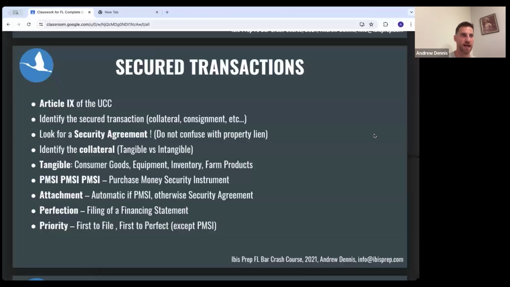Is it a signed, written, unconditional promise to pay a fixed sum of money, with or without interest, on demand or at a definite time, to order or bearer, with no additional undertakings? Okay, if it doesn't have one of those elements, then it's not commercial paper. And then for secured transactions, look at: did they attach via security agreement? Did they perfect via financing statement? Is it a PMSI? Did they use the loan to purchase the collateral itself?